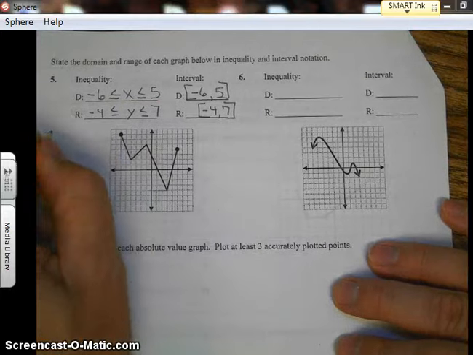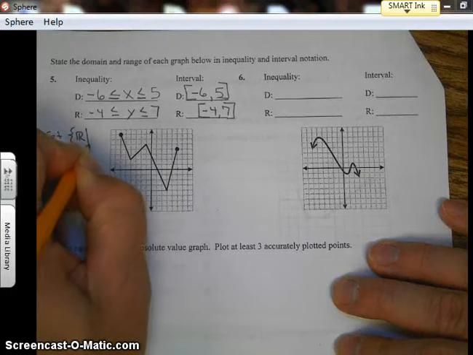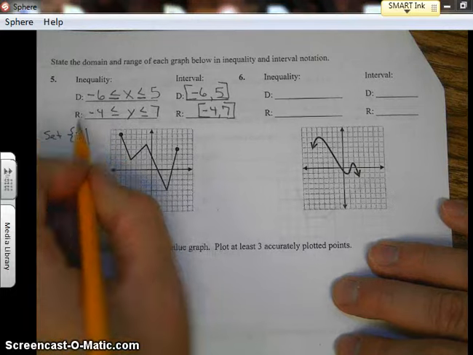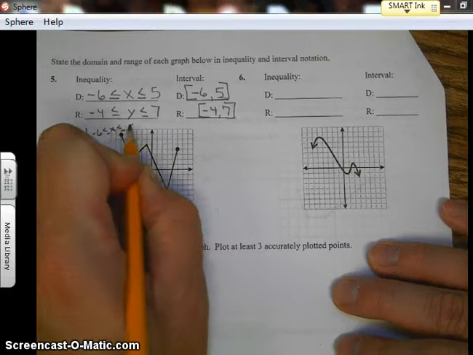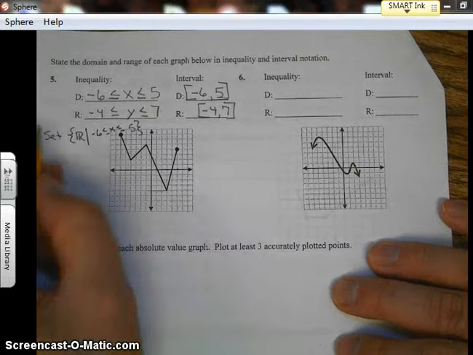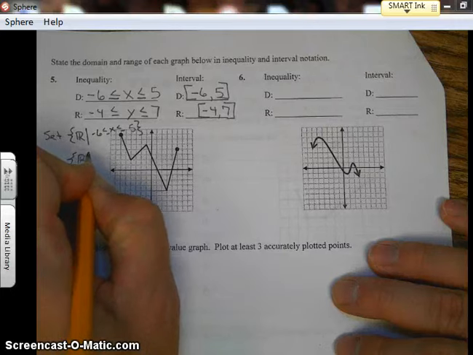And then set notation. The only difference here now with set notation would be all real numbers such that, and then you would put the inequality portion at the end. Same thing with the range. It's going to be all real numbers such that.